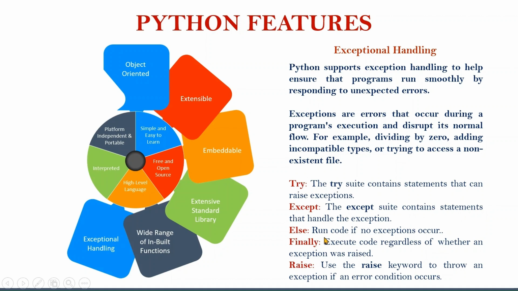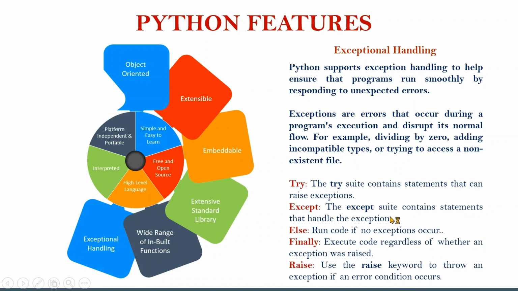Then we have the else suite. It runs the code if no exceptions occur. The else suite is going to be executed if no exceptions are raised. Then the finally suite is going to be executed whether you have an exception or not. So generally we write code like closing of files, closing database connections, and releasing resources into the finally block. And raise is a keyword used to throw an exception if an error condition occurs. That means if you want to manually throw an exception, you can go for the raise keyword. So these are a few blocks which support exception handling.